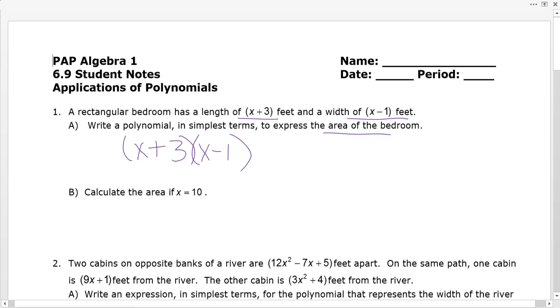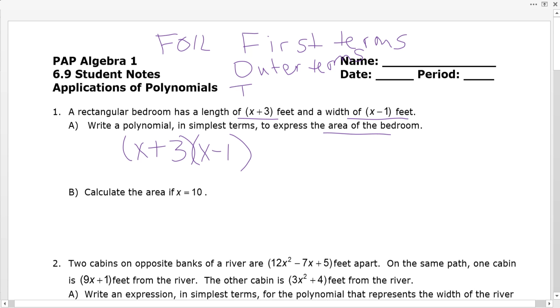And I heard some of you guys using the term FOIL. FOIL is a way to think about multiplying two binomials together. F stands for first terms, multiply. O is for outer terms, multiply. I is for inner terms, multiply. And L is for last terms. I'll put it over here. Last terms, multiply. So when I say FOIL, what I'm talking about doing is multiplying my x and my x.